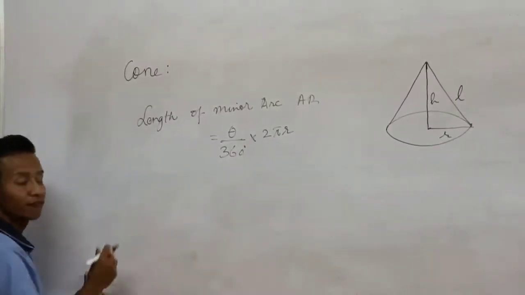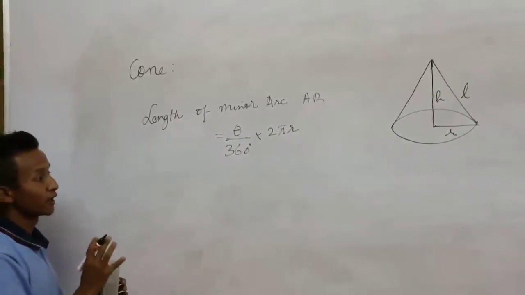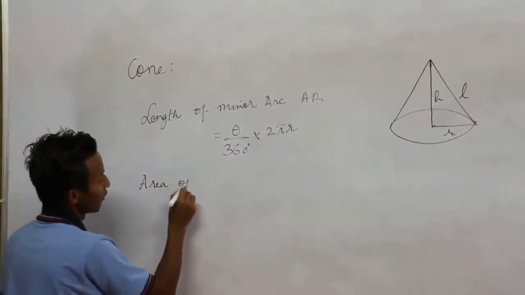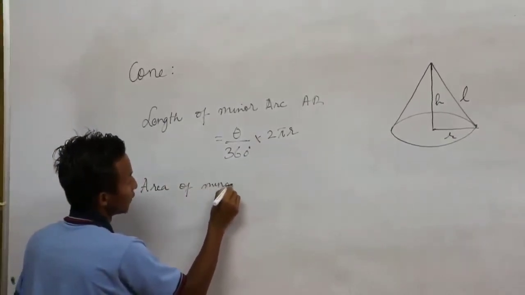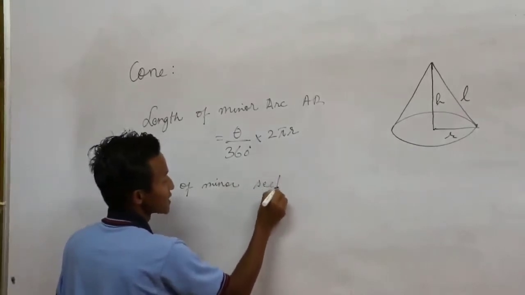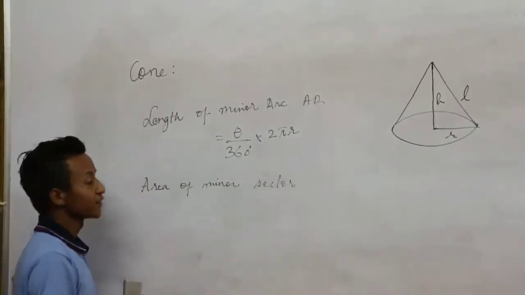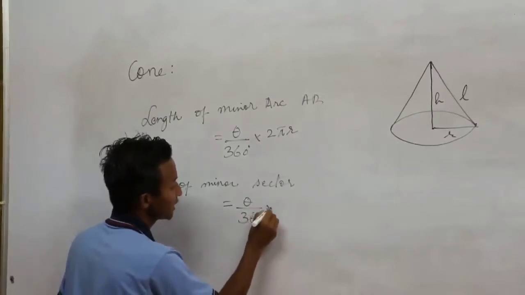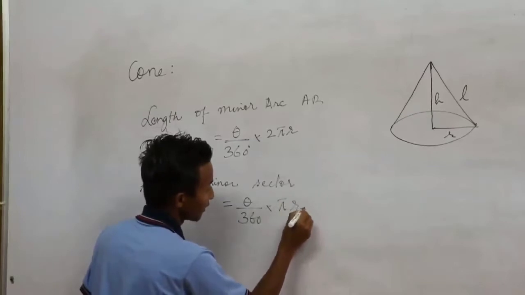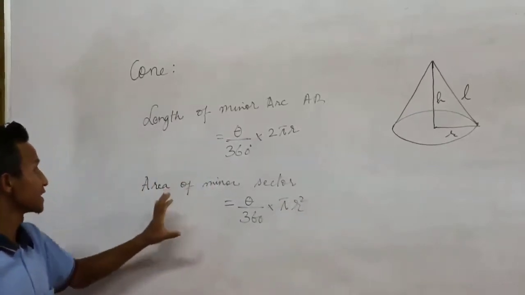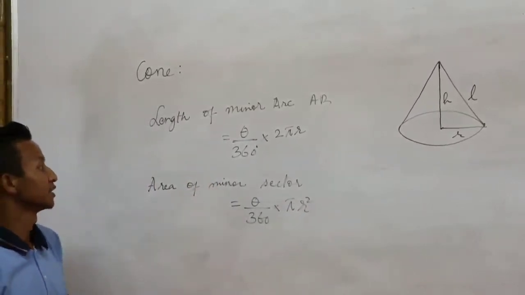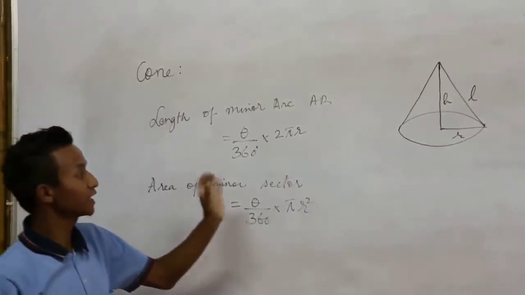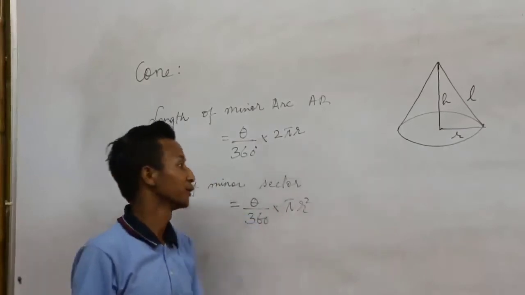And also we have the area of a sector. Let me write the formula. Area of minor sector. It is given by theta by 360 into pi r square. This is the area of a minor sector. So these two formulas I'm going to use in finding the curved surface area of a cone.